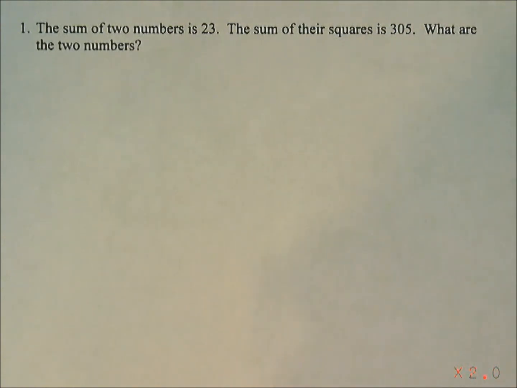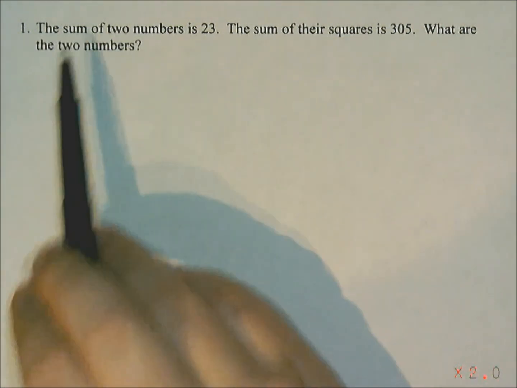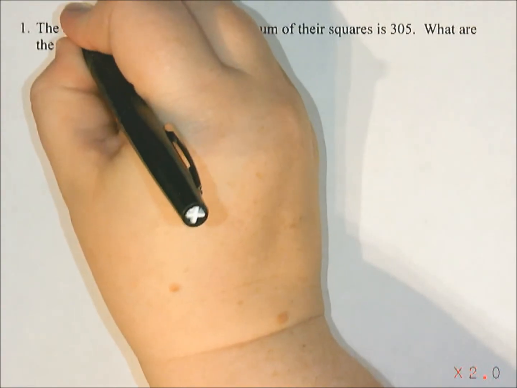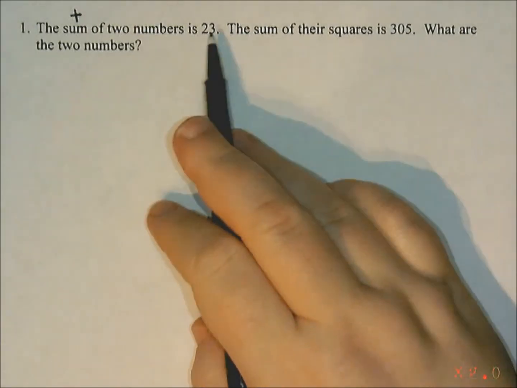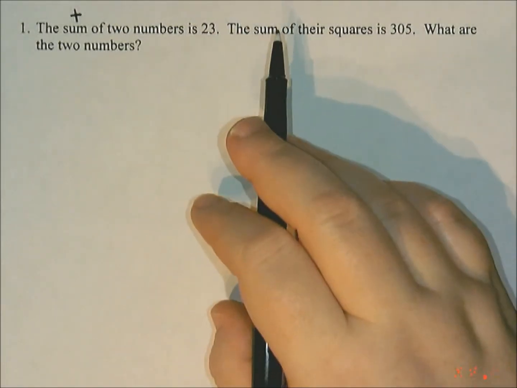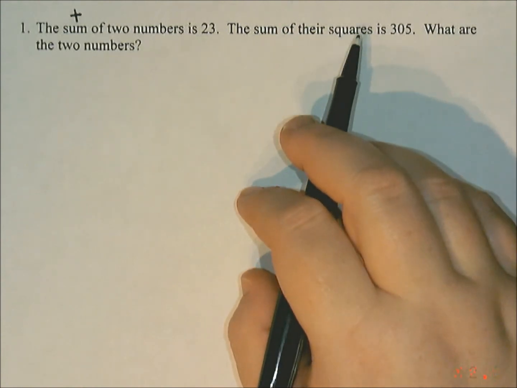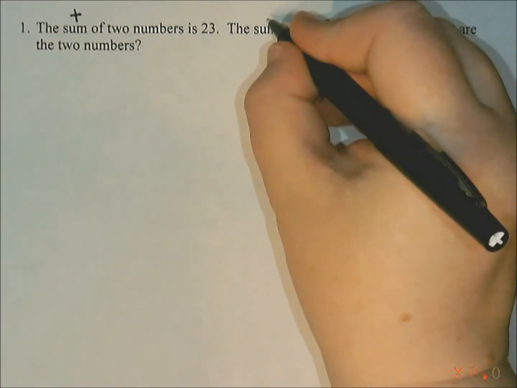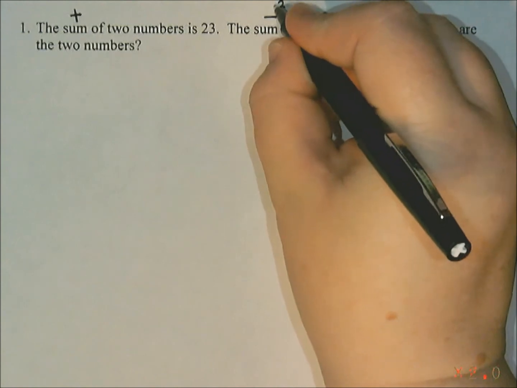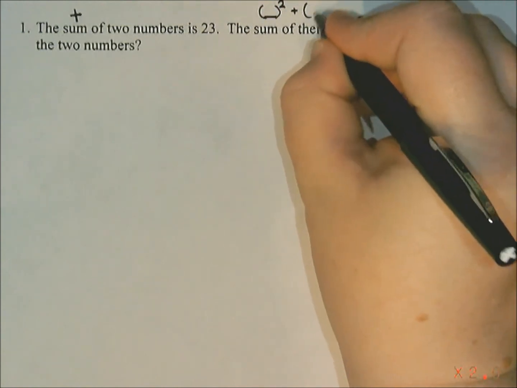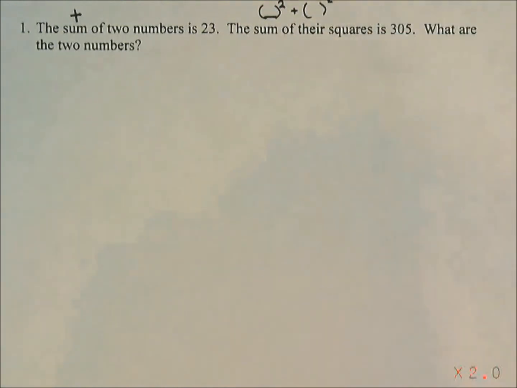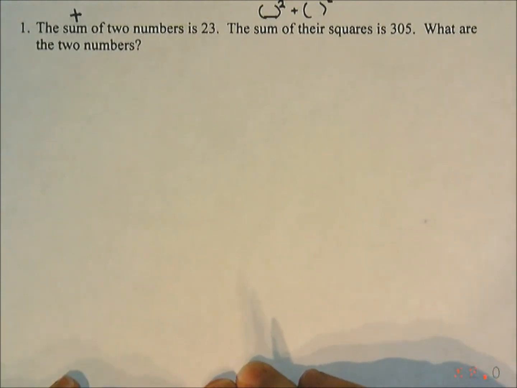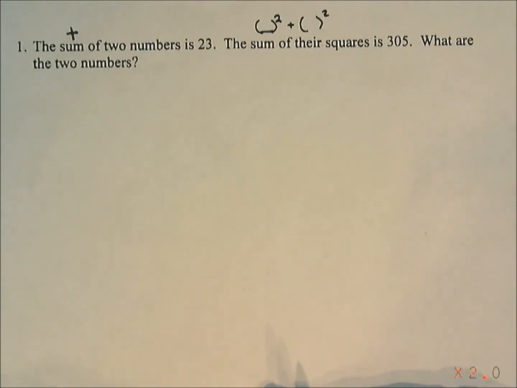I've got two pieces of information. One is that the sum, which means when you add the two numbers, you get an answer of 23. And the other one says that the sum of their squares, which means if you take the numbers and you square them and add them together, that would give you 305. And then it wants me to figure out the two numbers.